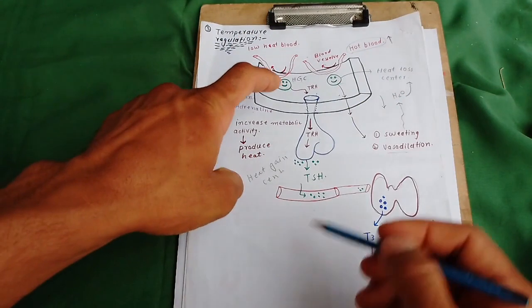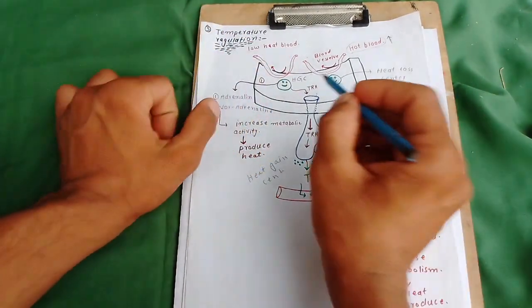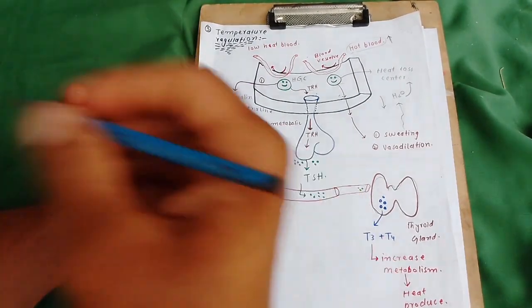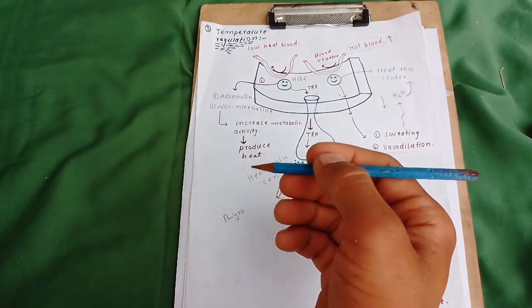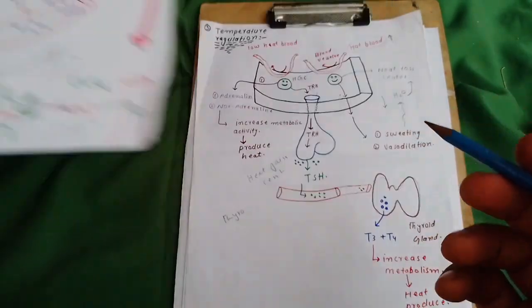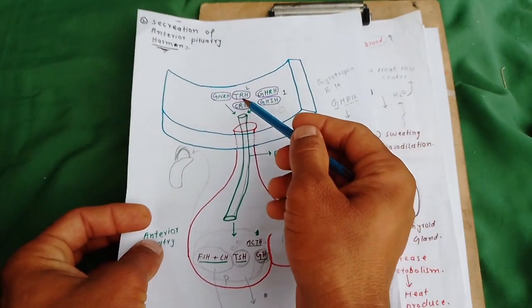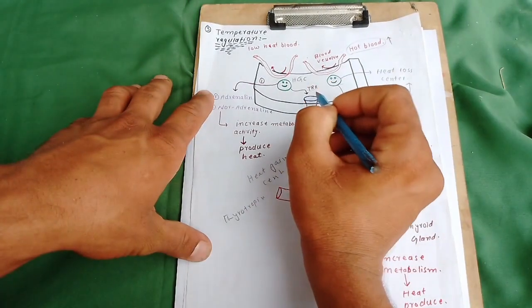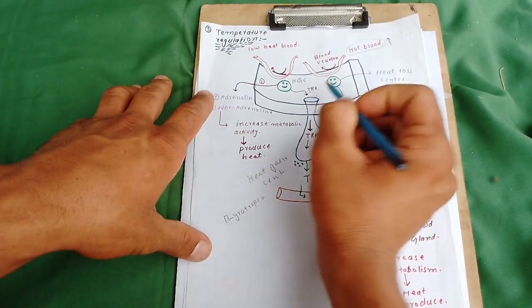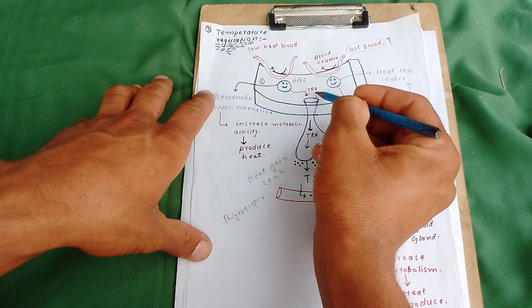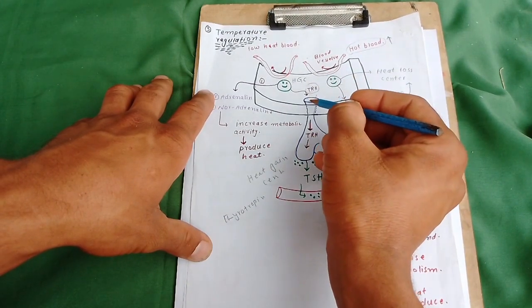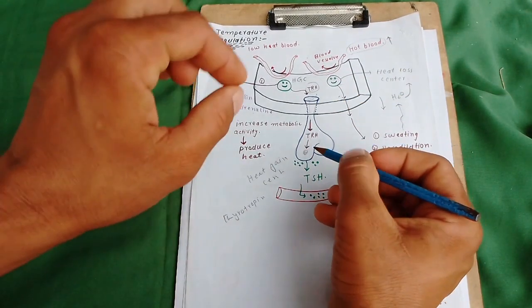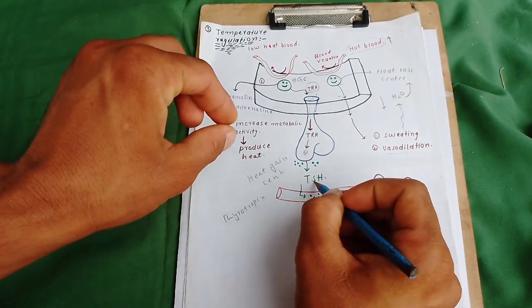Another way is that the heat gain center produces TRH, thyrotropin releasing hormone, as discussed previously. When this hormone is released by the center, it goes with the help of the blood vessels to the anterior pituitary. Here the anterior pituitary produces thyroid stimulating hormone.